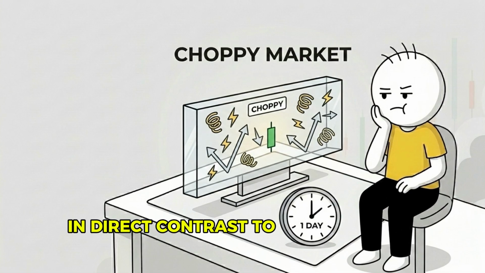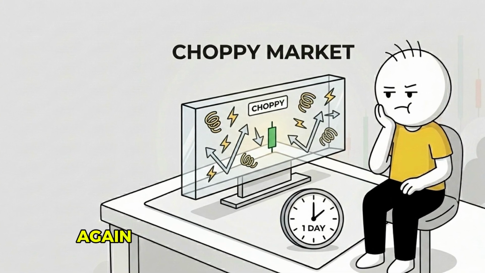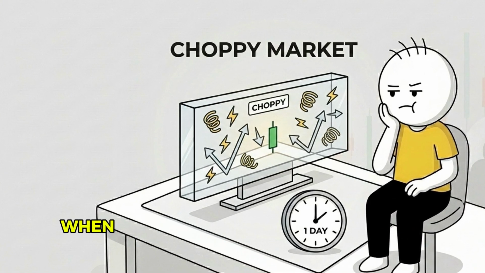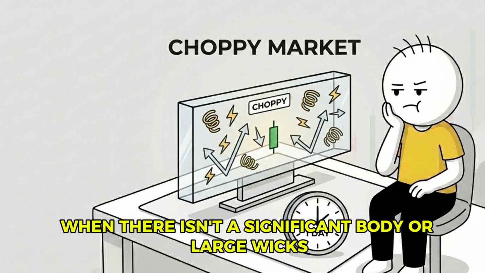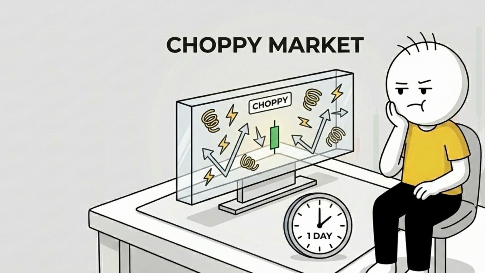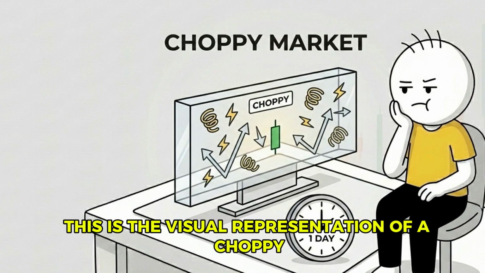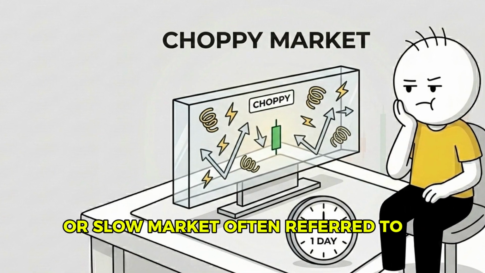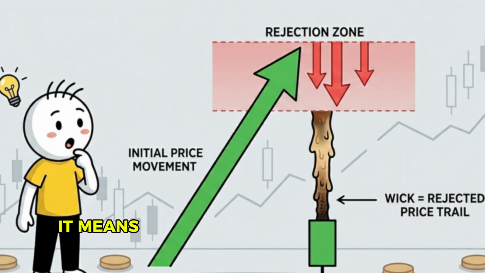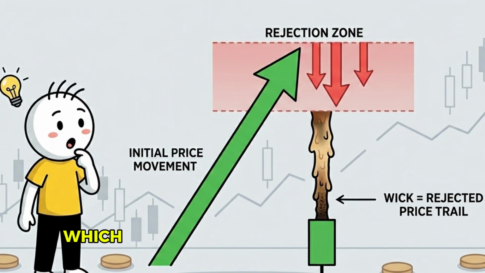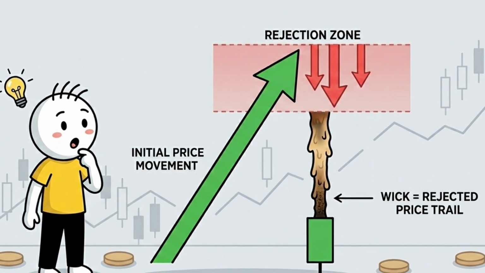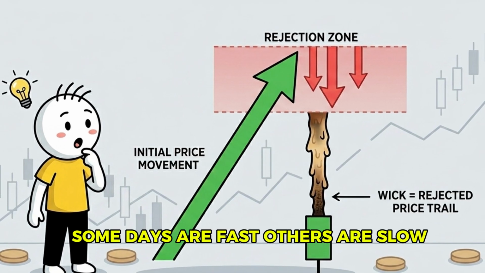In direct contrast to the long day is the short day. Again, the name is self-explanatory. When there isn't a significant body or large wicks, we call it a short day. This is the visual representation of a choppy or slow market, often referred to as consolidation. It means the market simply didn't move very far, which is an inevitable part of trading. Some days are fast, others are slow.